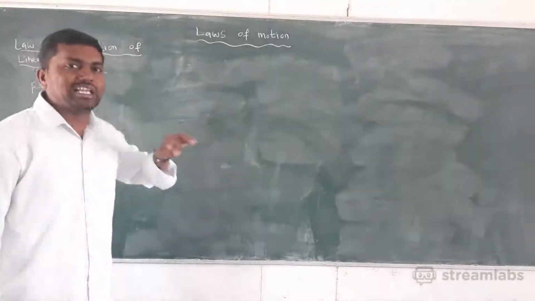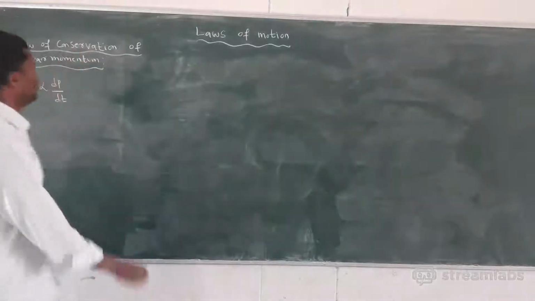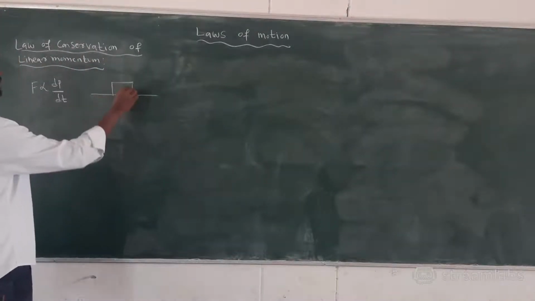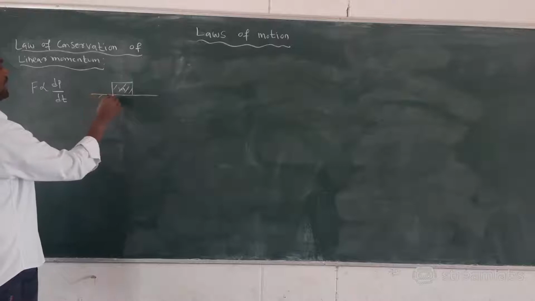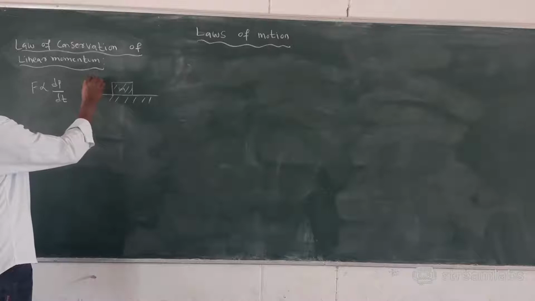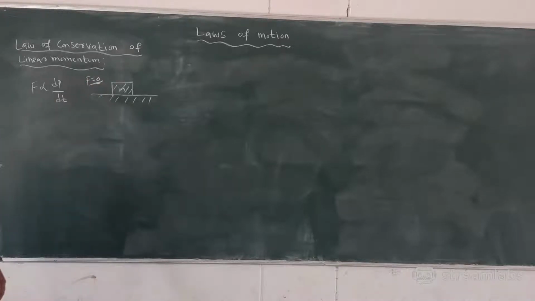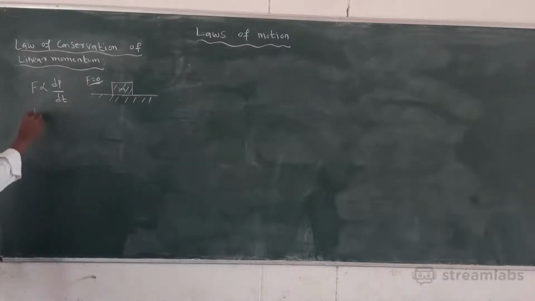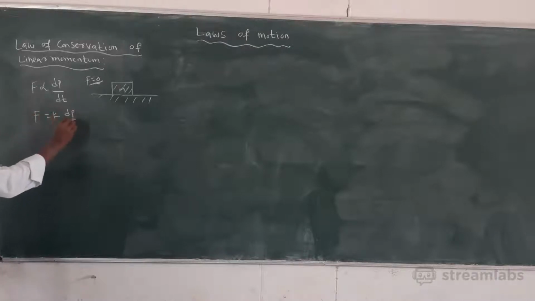If there is no external force acting on the body, where the object mass is m, then the object's momentum will be constant. If force is zero, now we can take this equation: F is equal to K into dP by dt, where if K is equal to 1, then F is equal to dP by dt. Now F will be 0 as there is no force acting on the body.